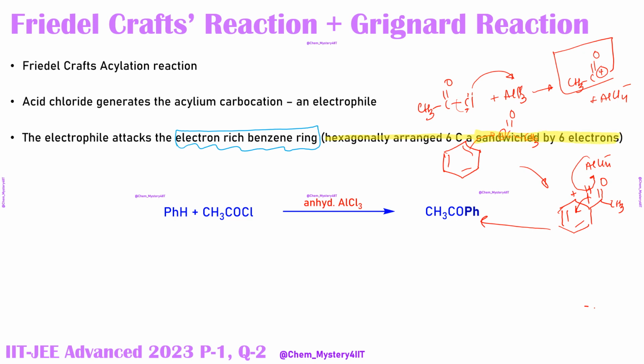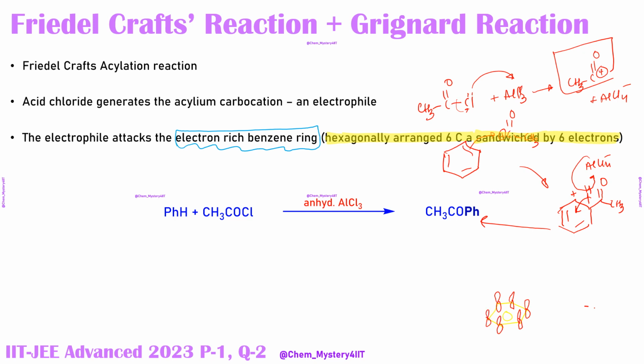The 6 carbons present in the benzene ring have electron density from the pi bonds, forming a kind of sandwich structure. You can visualize it this way: there are 6 carbons of the benzene ring, and onto these 6 carbons there is electron density, like these pi bonds present over there.